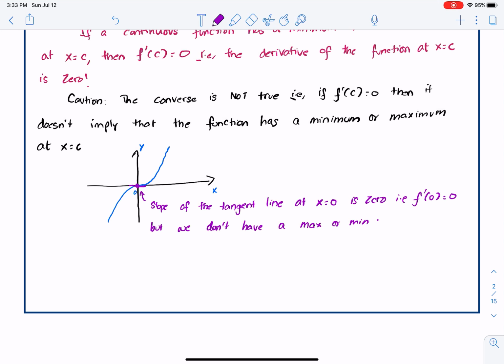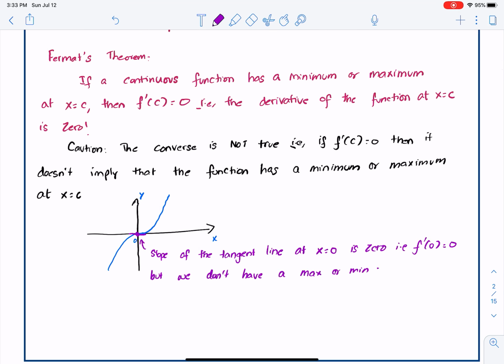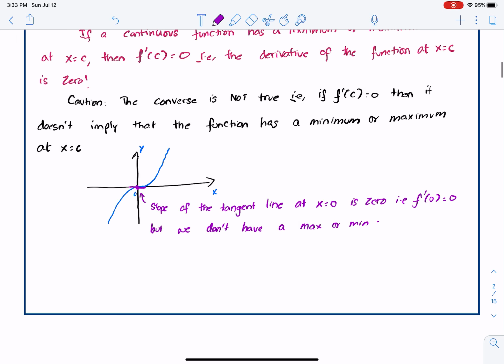So you've got to be careful when we interpret Fermat's theorem. If we have a continuous function and we know that there is a maximum or minimum at a point C, then the derivative at that point has to be 0. But the converse is not true, in the sense that if I know that the derivative at a point is 0, it doesn't imply that there would be a max or min. A very good illustration is right here in this picture of the cubic polynomial.